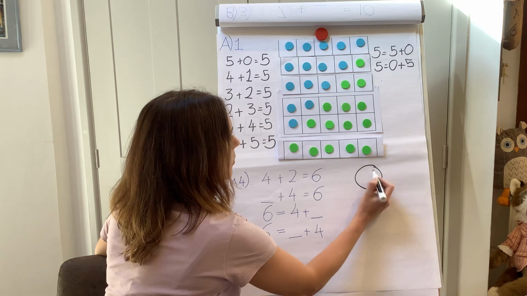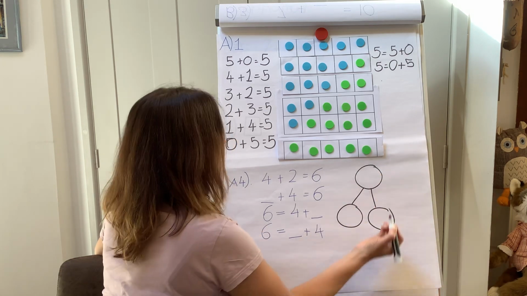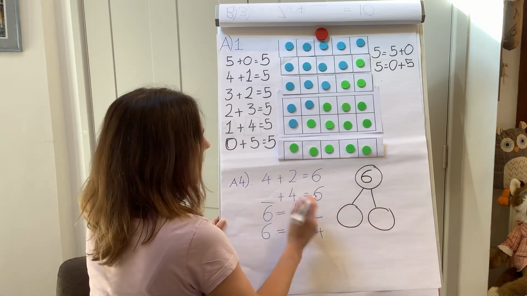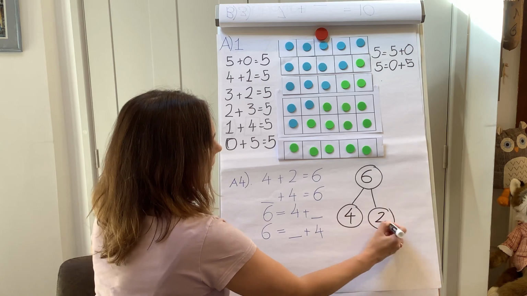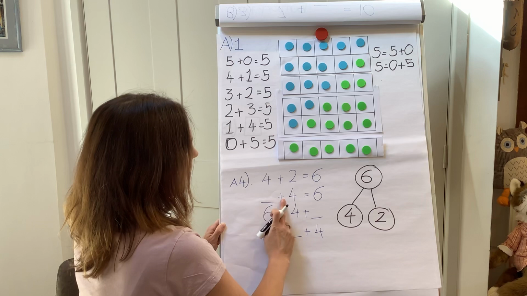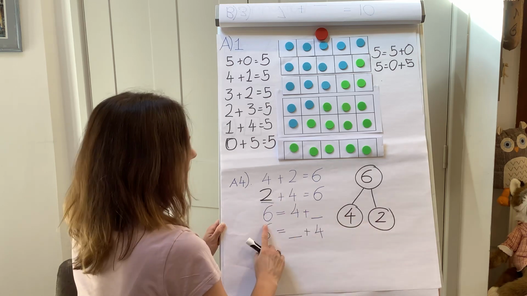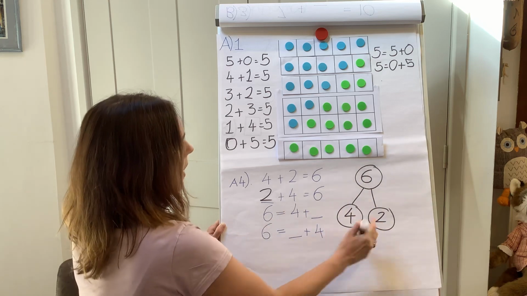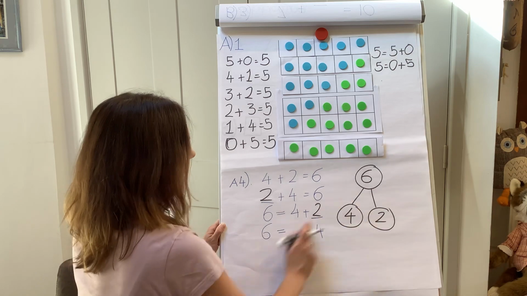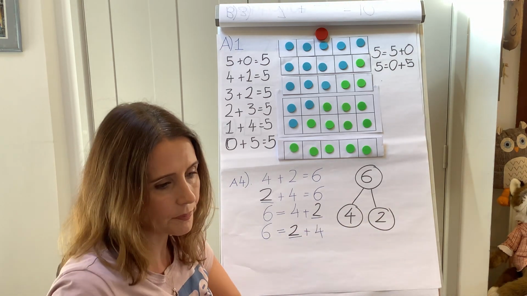I'm going to use a part whole model. So the whole is 6, that's the total, and it's made up of 4 and 2. So 4 add 2 is equal to 6. Something add 4 is equal to 6, well that's 2. 6 is equal to 4 and 2, so 6 is the whole, what are the parts? And 6 is equal to 2 and 4 as well.